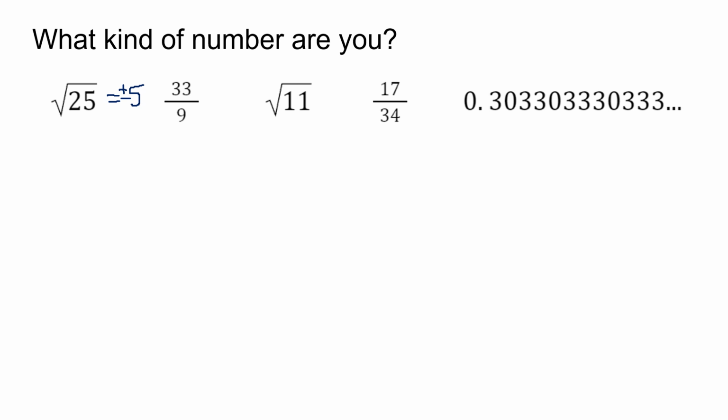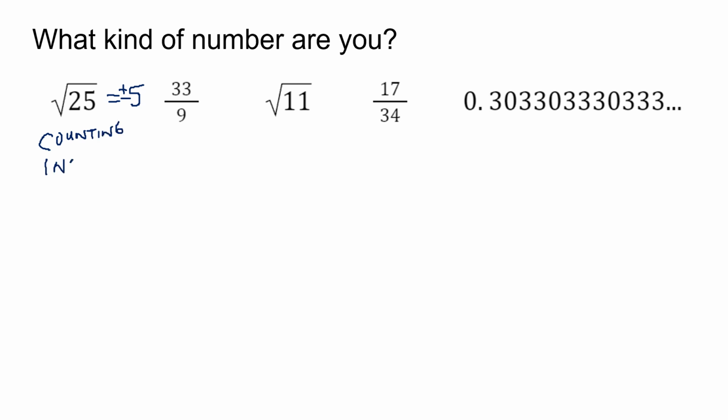Usually we'll talk about the principal square root, which is the positive one, you know, unless we've got a good reason to include the negative, and sometimes we do, okay? But 5, you know, that would be a counting number.